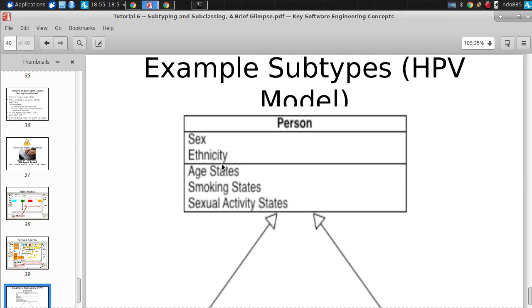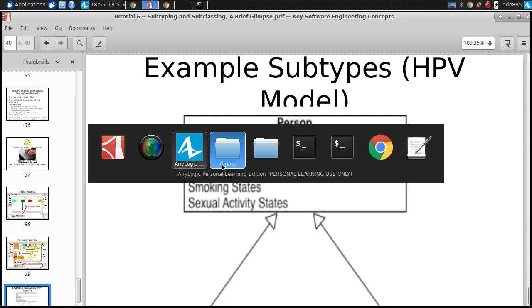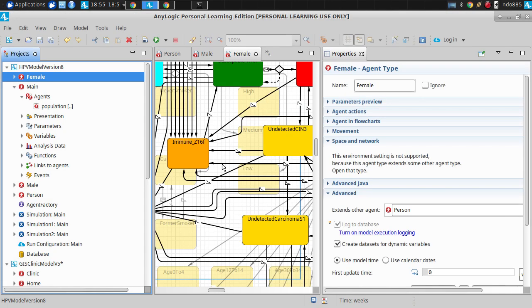Oh, a final comment there. This used to happen a lot, but AnyLogic cleaned it up for version 7, but it occasionally comes out.